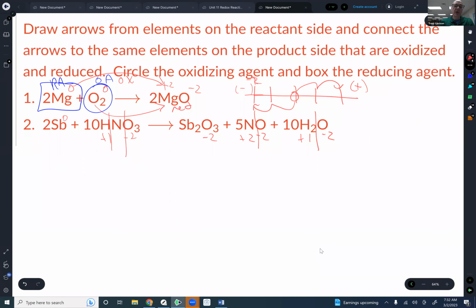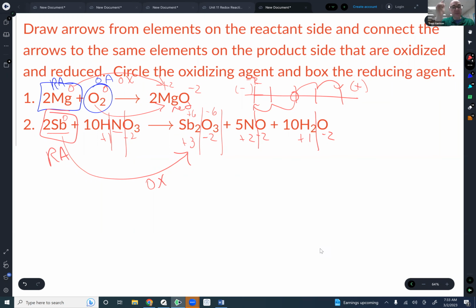So it ends up, we're looking for antimony and nitrogen. Those are the ones that changed. So I got to assign charges for both of them. On this antimony, oxygen, this total charge here is -6. So the total charge over here had to be +6, meaning each one of those had to be a +3. So the antimony went from a 0 to +3. That means it went through oxidation. It's losing electrons. That means that this is my reducing agent.